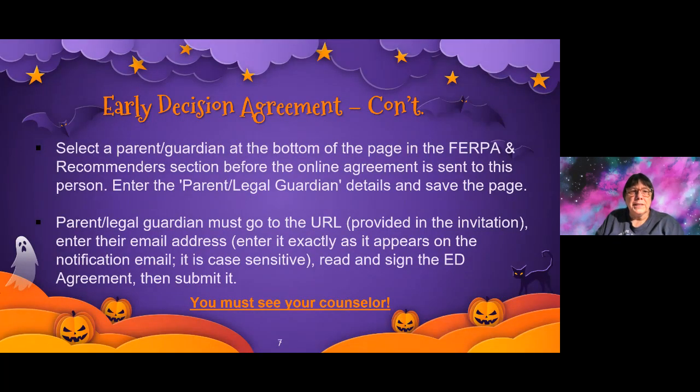Now, you're going to select a parent guardian at the bottom of the page in the recommenders section, enter the parent legal guardian details, save that page. Your parent or your legal guardian must go to that link provided in the invitation. They have to enter their email address exactly as it appears on the notification email because it is case sensitive. And then they read and sign the ED agreement, and then they submit it.